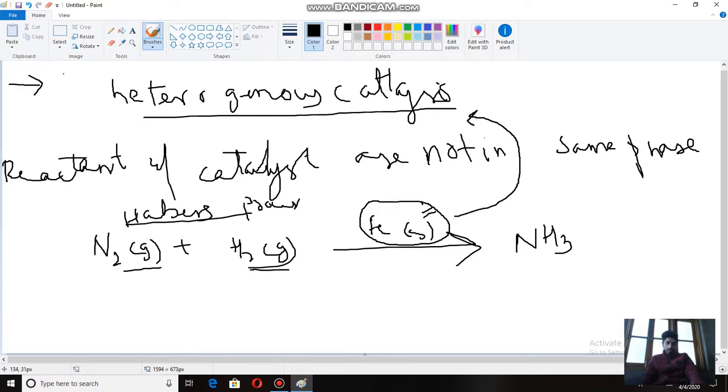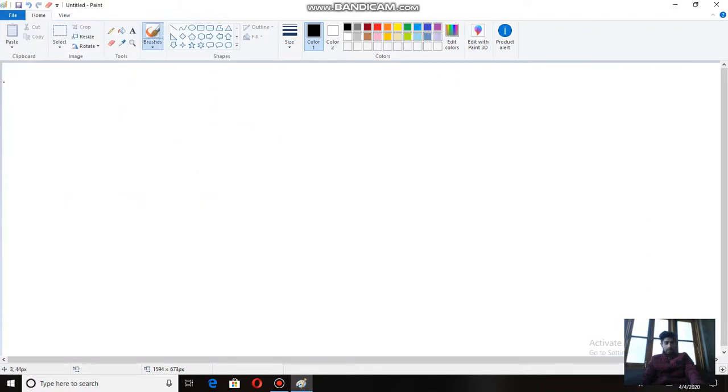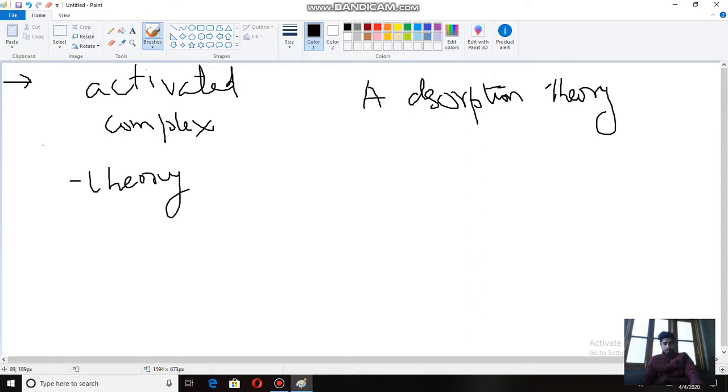Now, the mechanism for this heterogeneous catalysis is basically governed by two theories. First is activated complex theory, and second one is our adsorption theory. Now let us discuss this first.